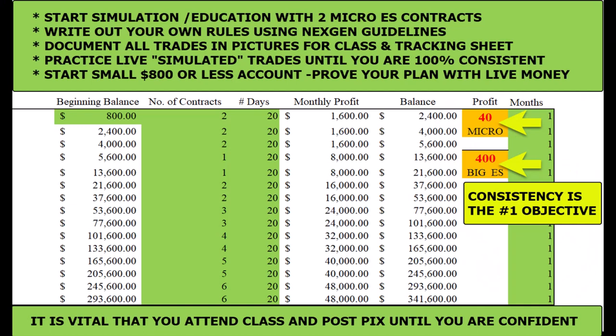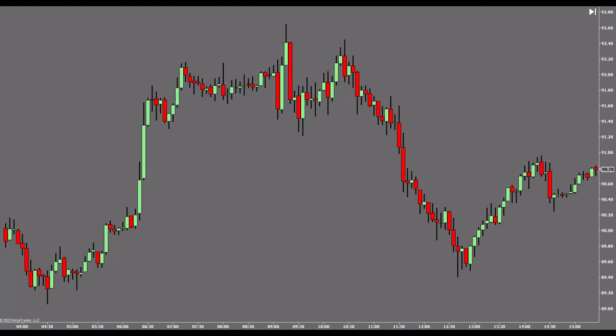Initially, we're going to start you off in a simulator, and we're going to teach you the rules, and we're going to teach you how to be very consistent. Only through consistency will you be able to take a small amount of money and turn it into a large amount of money.